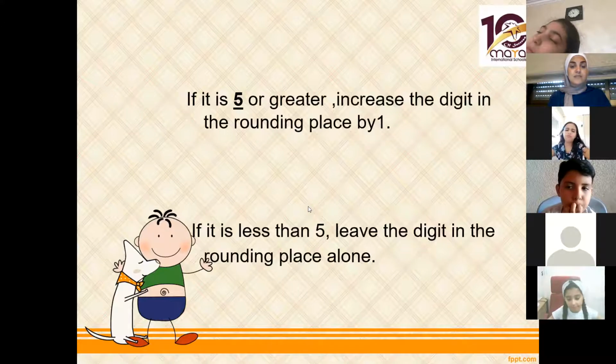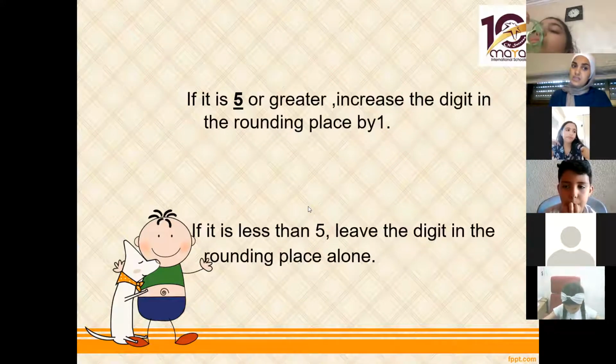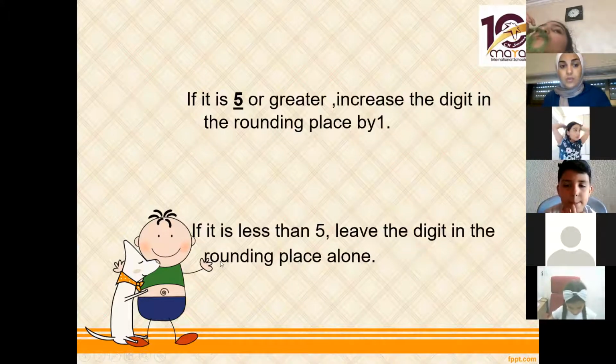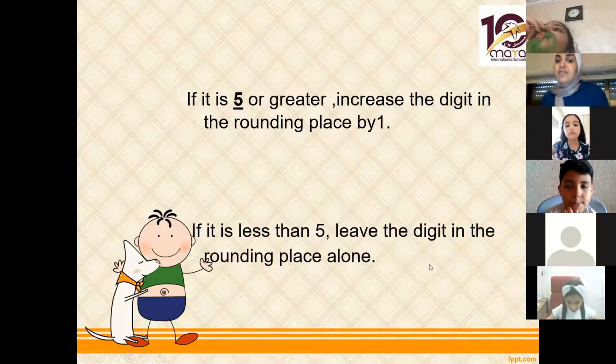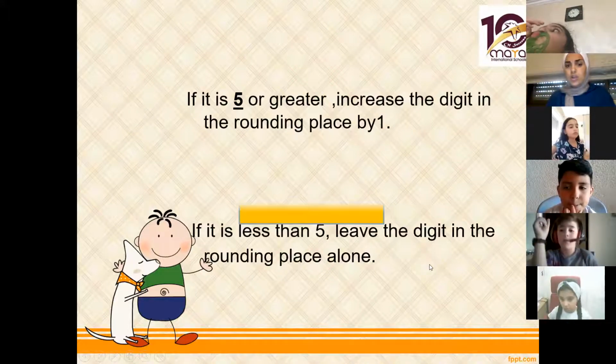Now, if it is 5 or greater, increase the digit in the rounding place by 1. If it is less than 5, leave the digit in the rounding place alone.